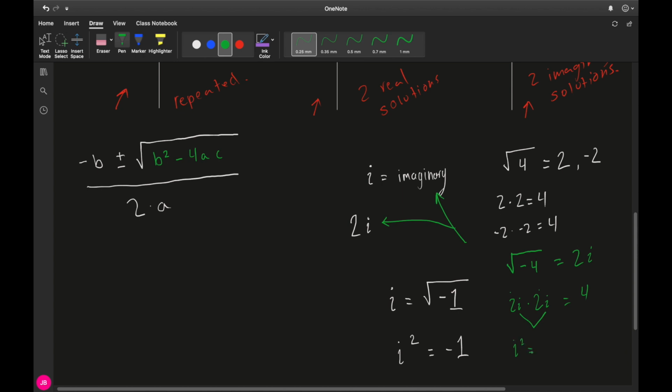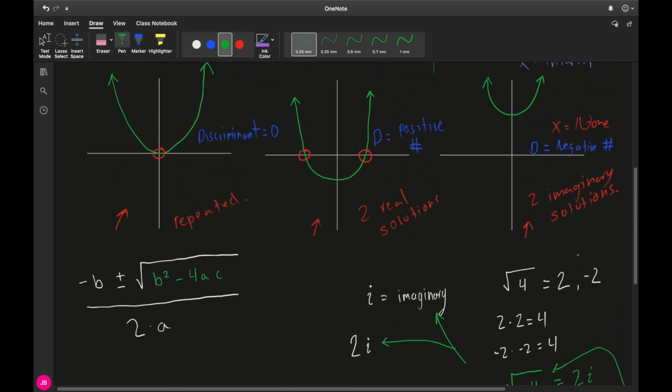And i squared is the same thing as negative 1. So what I have is 4 times negative 1, which would equal negative 4. So this is the reason that we use imaginary numbers, because now we can take the square root of negative numbers and have it not be a problem.